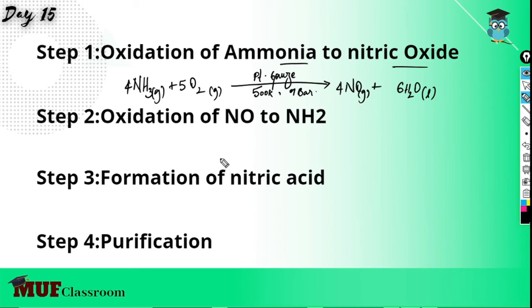Step 2 involves oxidation of nitric oxide to nitrogen dioxide. So nitric oxide is again oxidized, both are gaseous, forming nitrogen dioxide. When we balance, that is 2 NO, and we get 2 nitrogen dioxide.